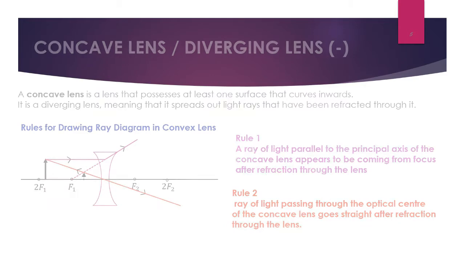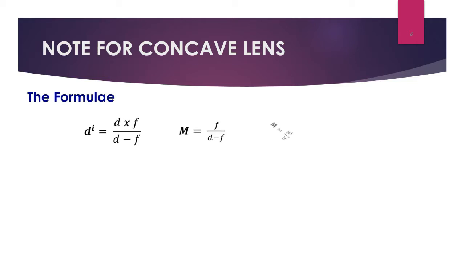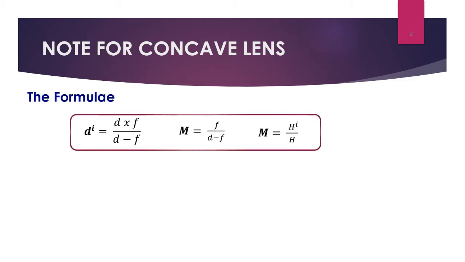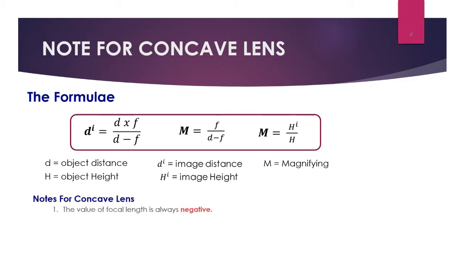Okay. Note for concave lens. The formula is the same as for convex lens. D accent is D times F over D minus F, M equals F over D minus F or H accent over H. Several notes for concave lens. 1. The focal length is negative, and the D accent is negative, which means the image formed is virtual and upright.